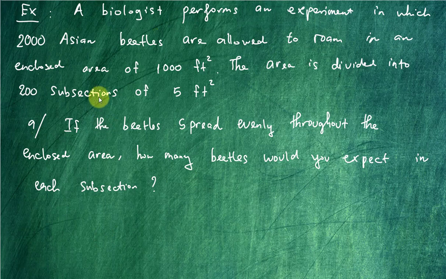Okay, let's move on to the next example. Consider this example. A biologist performs an experiment in which 2,000 Asian beetles are allowed to roam in an enclosed area of 1,000 square feet. The area is divided into 200 subsections of 5 square feet.